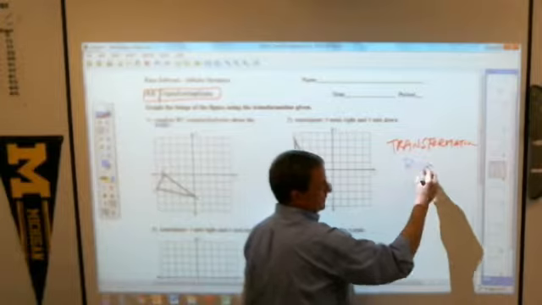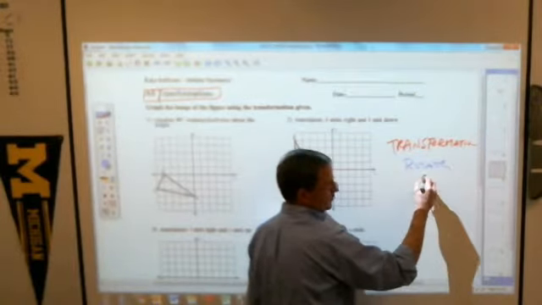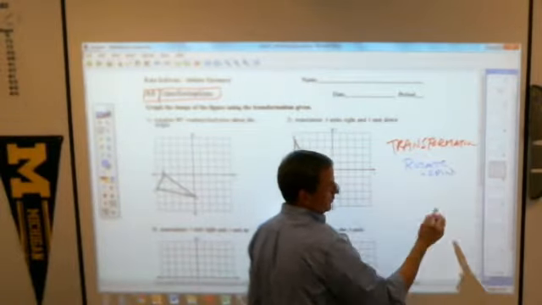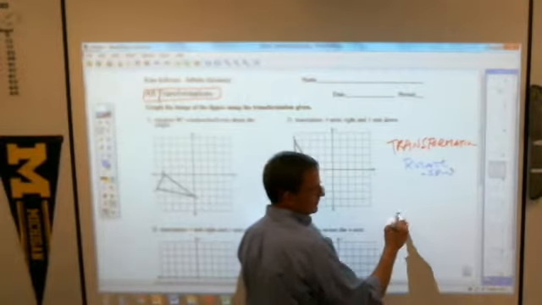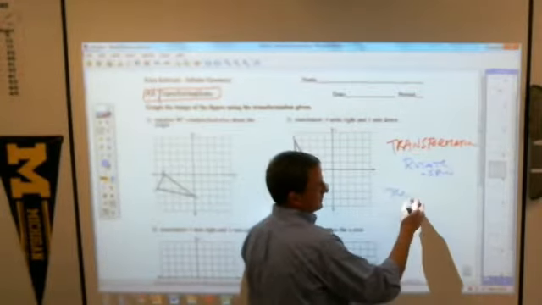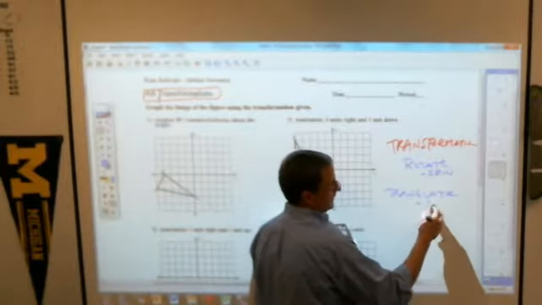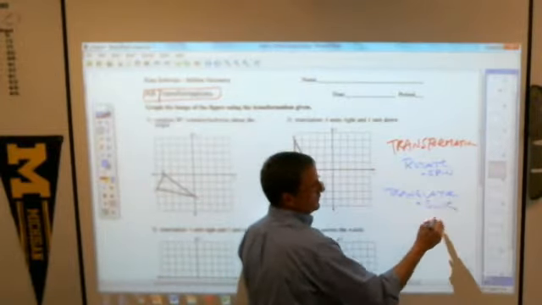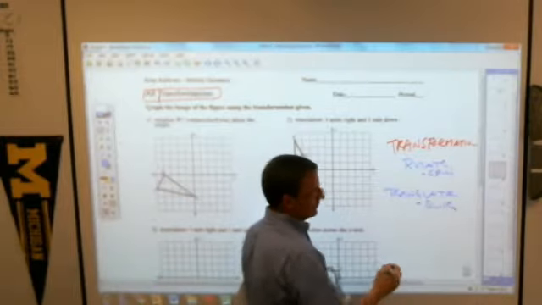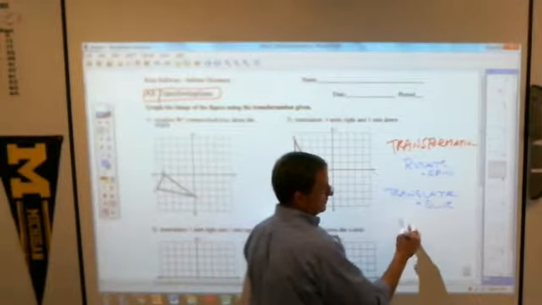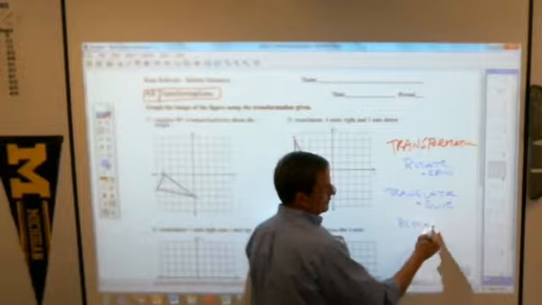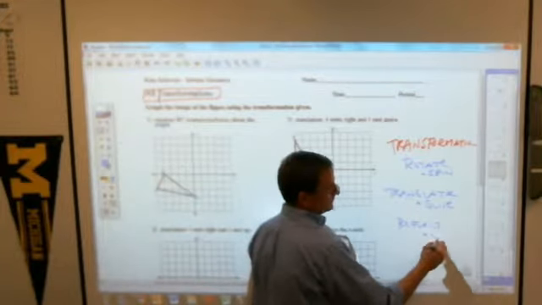We can rotate something, which is nothing more than spinning it about a point. We can translate it, which is a highfalutin word for slide. And we can reflect it, which is like looking in the mirror.